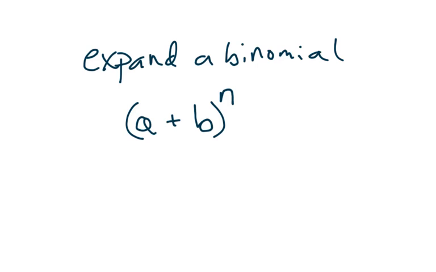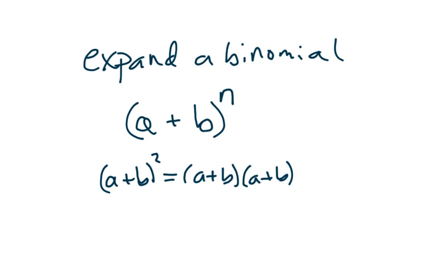For example, (a plus b) squared means, well, what does squared mean? It means times itself. So (a plus b) squared means (a plus b) times (a plus b), which means we're going to FOIL. First times first, outside times outside, inside times inside, last times last. So that's, again, first times first, a times a, or a squared.